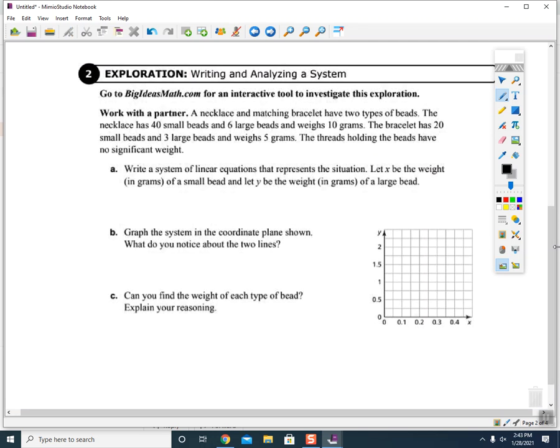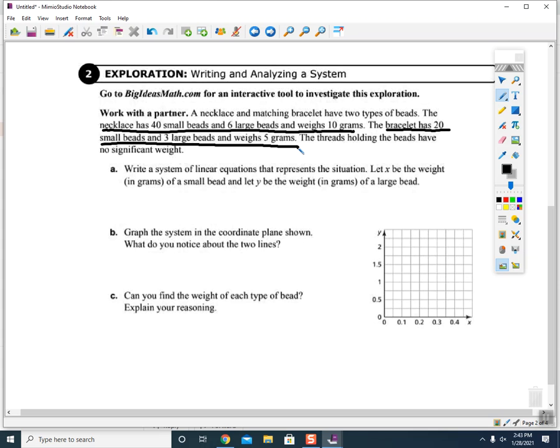So I actually want to start with this one. I have a necklace and a matching bracelet with two types of beads. The necklace has 40 small beads and 6 large beads and weighs 10 grams. The bracelet has 20 small beads and 3 large beads and weighs 5 grams. I need to figure out a system of equations for each of these and solve.